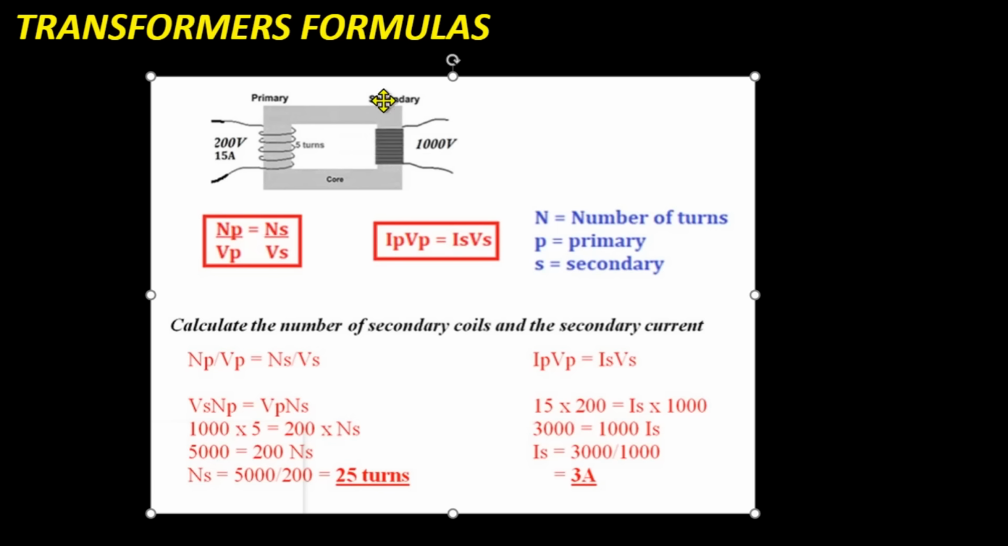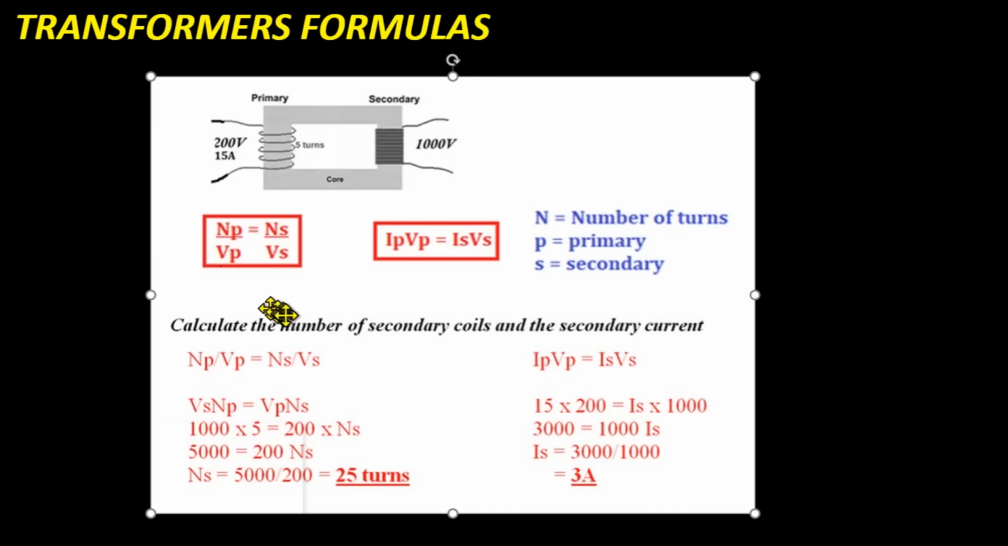Here we have the two transformer formulas, which are NP over VP is equal to NS over VS, and IPVP is equal to ISVS. Of course, I means current, V means voltage, N means number of turns, P means primary, and S means secondary. Basically, NP means number of primary turns, NS means number of secondary turns, VP means primary voltage, and VS means secondary voltage.